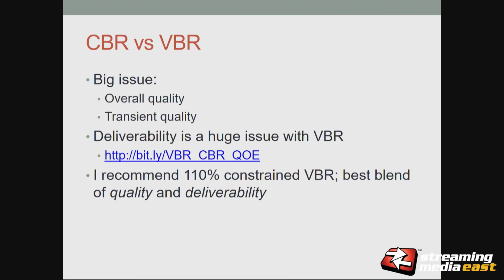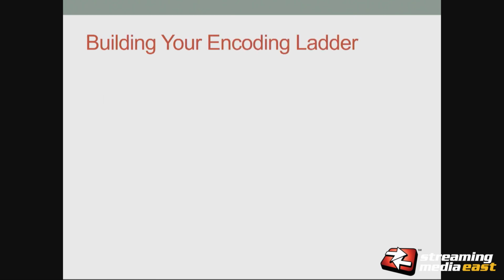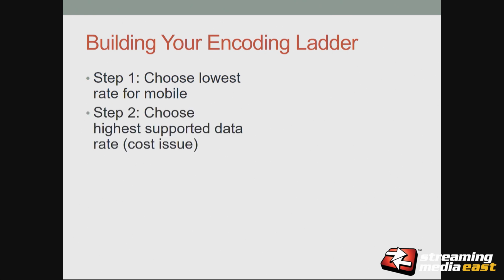Anyway, that's available here. And when I'm building an encoding ladder for a company, this is the approach I take. Number one, I ask, how low do you want to go? Are you offering this as an app on the App Store? If you are, there are some limitations there. Then I ask them to choose the top end. What's the highest supported data rate? How much do you want to spend? An hour of video is going to cost you X at 5 megabits per second. It's going to cost you Y at 7 megabits per second.